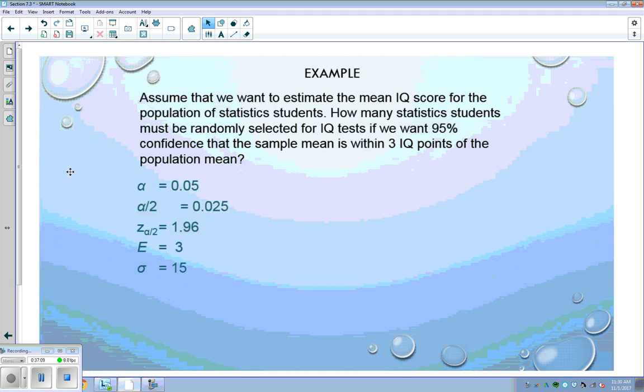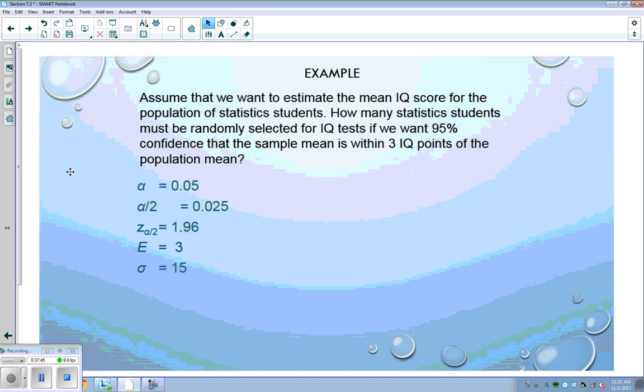Okay? So now I'm doing the sample. This was nice. It gave you alpha, it gave you alpha divided by 2, then it gave you z. Notice again, now we're using z. We're not using t. We're using the z table, just like we did before. Z of alpha divided by 2 is 1.96. Our error is 3 points. And we do know the population standard deviation of an IQ test. We have that memorized now. The mean is 100 and standard deviation of 15.